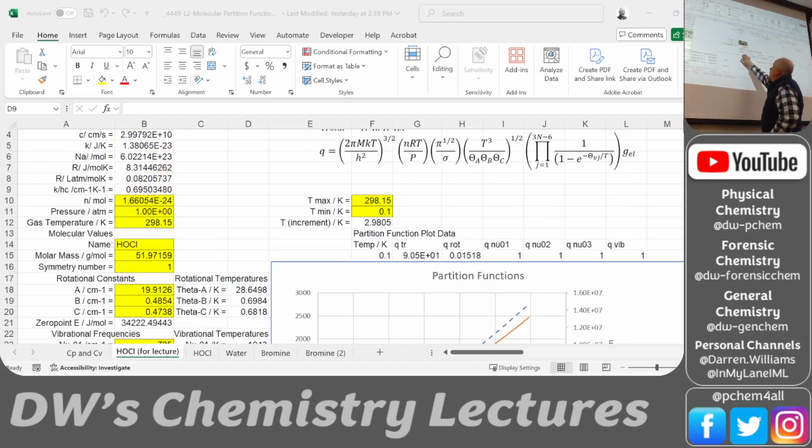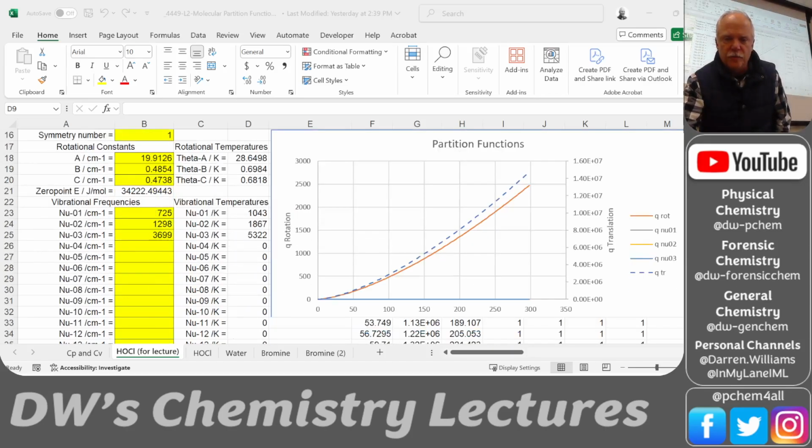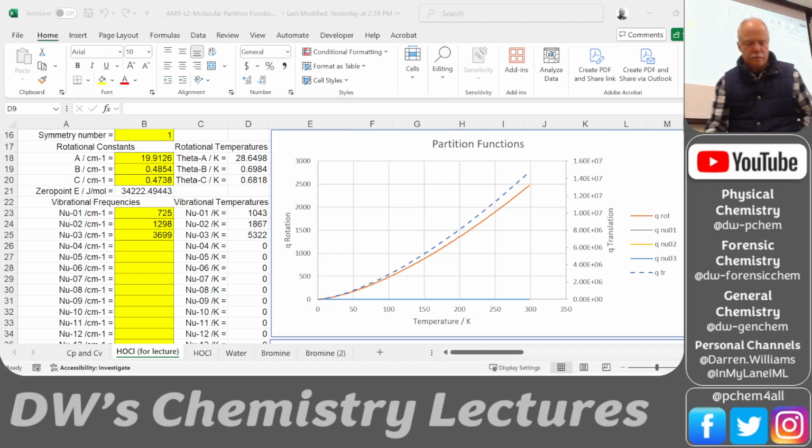Okay, so here's the first part. This is the translation, Q trans, and Q rot. So this is the rotation and translation all on this thing here. And I think I have vibration shown, but you can see that it doesn't contribute. So look at this plot. Here at 0 temperature all the way up to room temperature, 298. And I have 2 different y-axes.